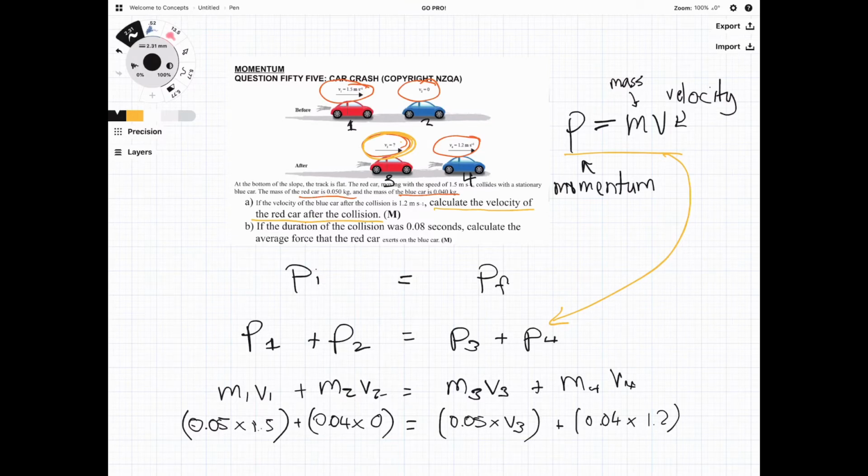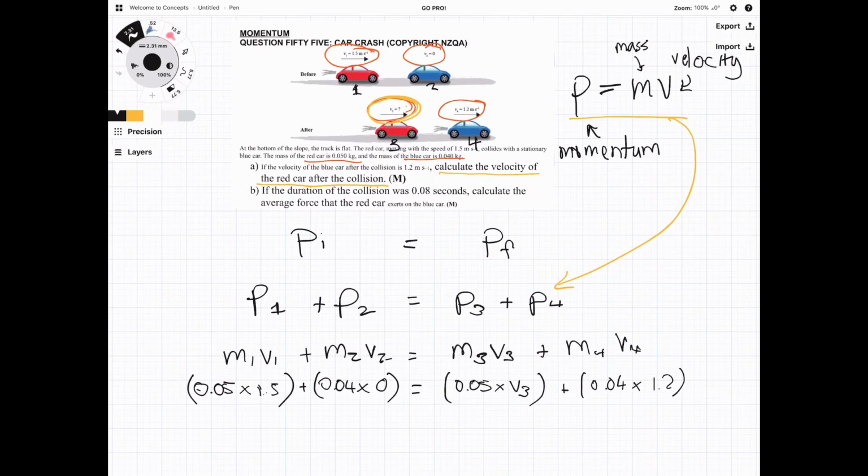Now I'm just going to use my calculator. We're going to work out some values. I'm just going to move this down a little bit so we can see our next line. 0.05 times 1.5. So this value here is going to be 0.075. 0.075 plus 0.04 times 0, which is, of course, 0. This here I'm going to write as 0.05 times V3 in brackets still, plus 0.04 times 1.2, which is 0.048. All we've done here is evaluate our brackets to find some values, and for V3, we've left this as is.